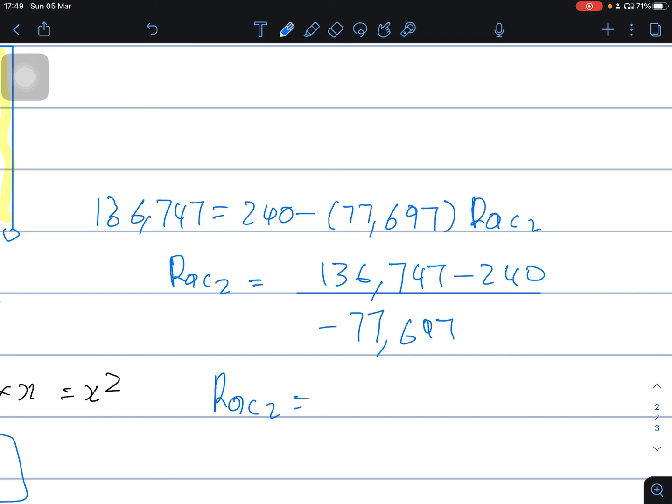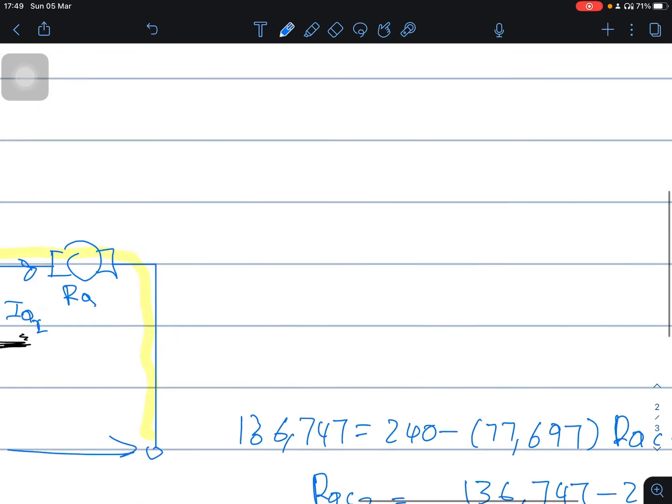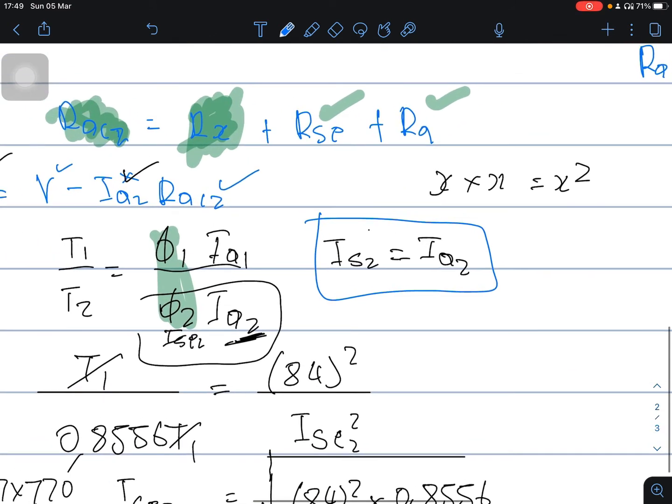Well guys, this thing is simple and worth marks. I'm sure it is question A1, 10 marks. Dividing by 77,697, that is going to be 1,329 ohms.